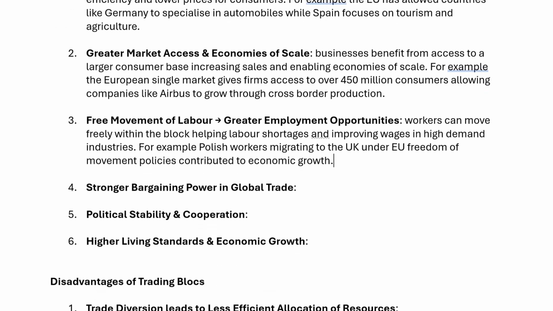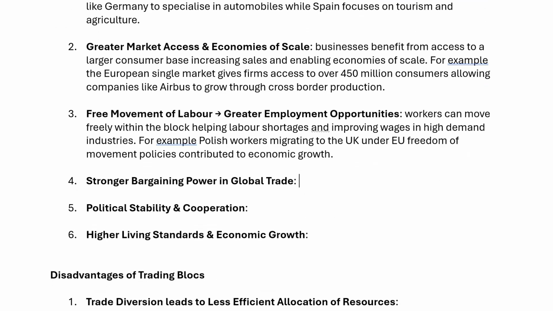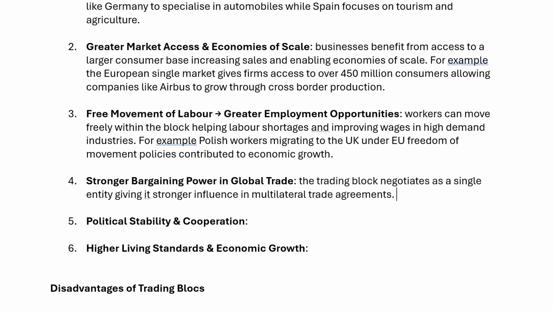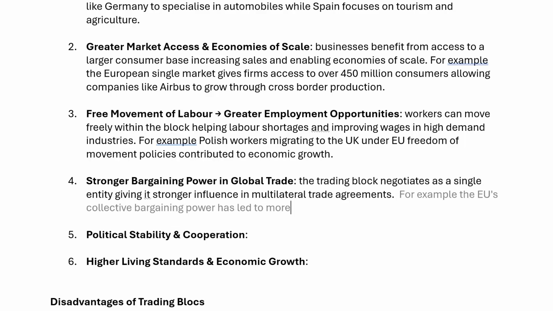The fourth benefit of a trading bloc is that it allows for stronger bargaining power in global trade. A trading bloc negotiates as a single entity, giving it stronger influence in multilateral trade agreements. For example, the EU's collective bargaining power has led to more favorable deals with China and the US compared to individual European nations negotiating separately.